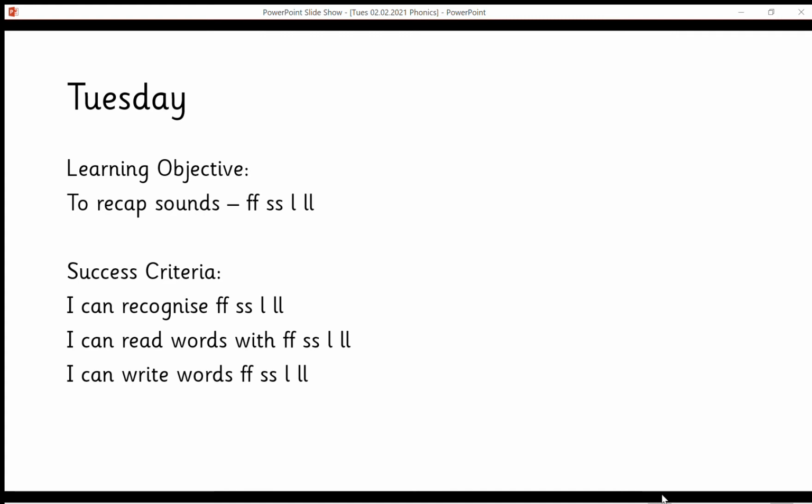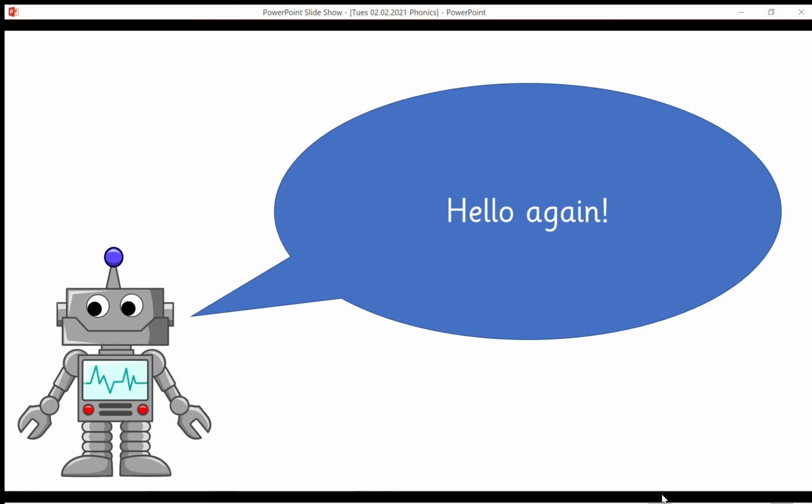So today we are back recapping the letters and sounds that we have previously learnt, just to double check that we definitely know them. So today we are doing digraph ss, digraph ll, and l. We're going to be recognising them, reading them in words, and writing them in words across the week. So let's get going. Say hello to Rex.